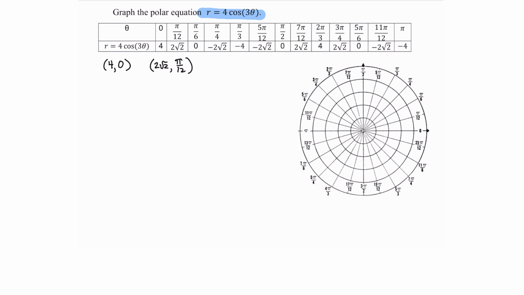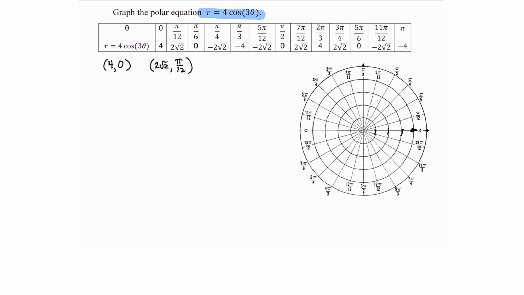So to graph 4 comma 0, we have 0 facing the polar axis, so that coincides with the positive x-axis, and then we walk positive 4. So 1, 2, 3, 4 is our dot. Normally I don't put those other little slashes on that, but you can't see the movement of my pencil, so I wanted you to see that movement to get to that first dot.